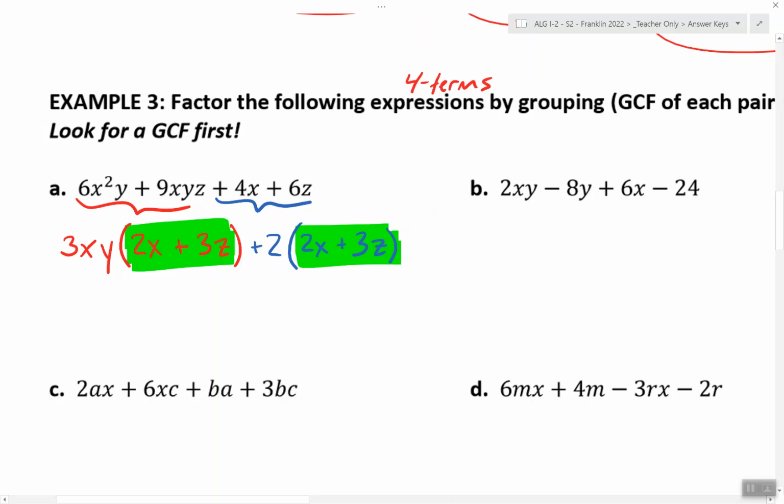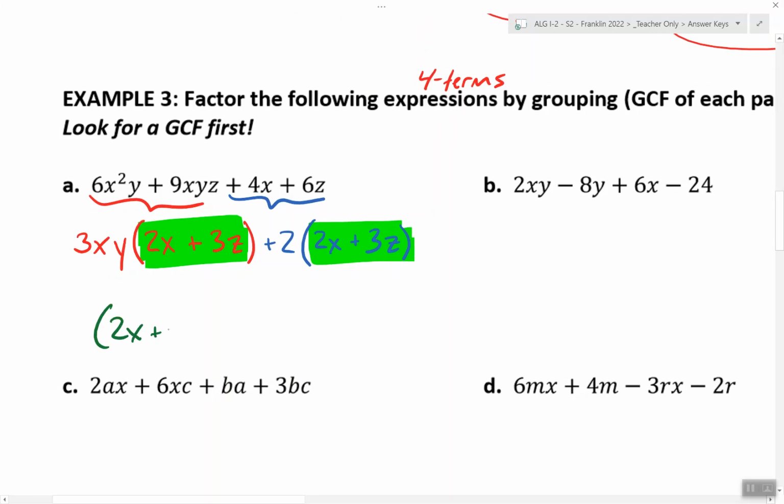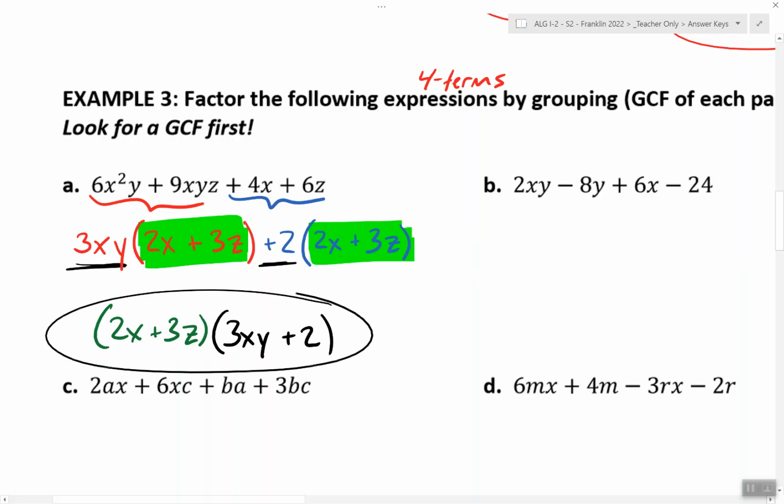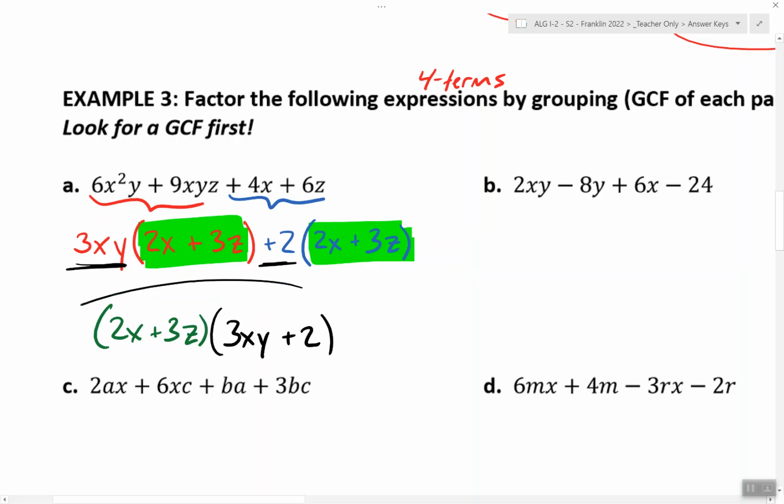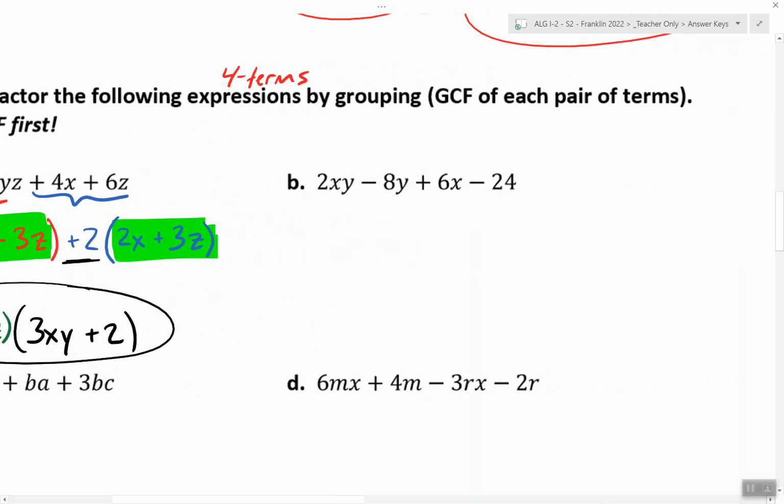So this is the first part of our factored form. And the second part comes from what's left. We've got a 3xy plus 2. That's our second one, 3xy plus 2. And there is the factored form of that expression. If we went through and multiplied this back, 2x times here, 2x times here, 3z, 3z, you would find that you would get the original expression. And that's grouping. Let's try another one.